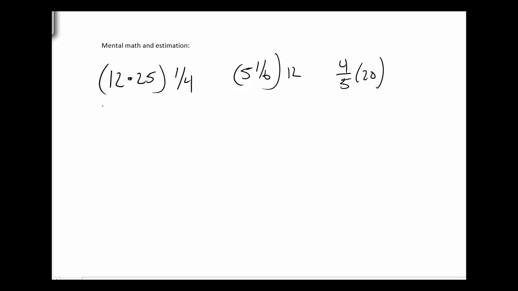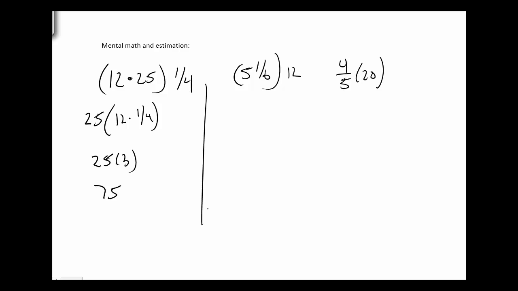So one of our mental techniques is I can rearrange the order that I multiply using the associative property of multiplication. So I'm going to pick to multiply 12 times a fourth first. And then 12 times a fourth, well, that's 12/4 or 3. And then 3 times 25 is 75. So that would be something that we could do in our heads to come up with our final answer.